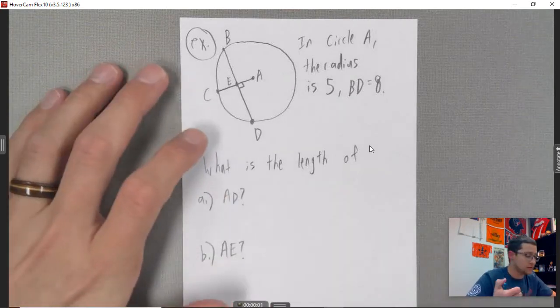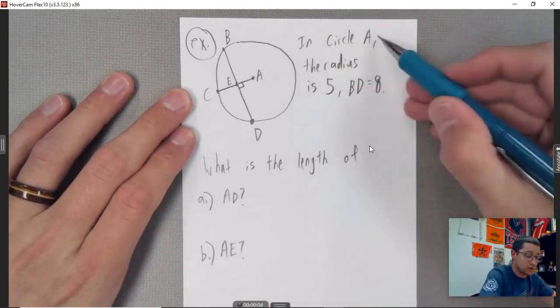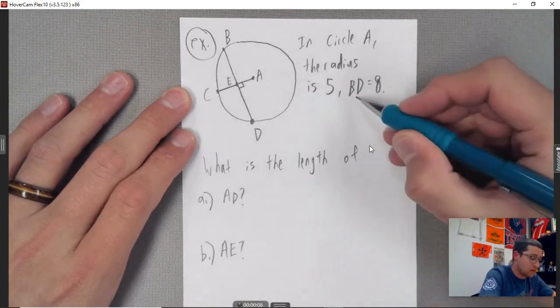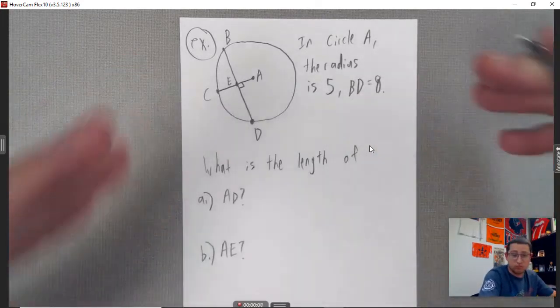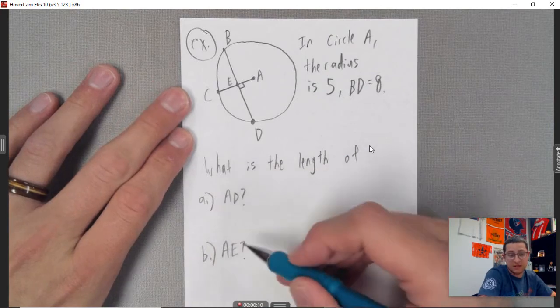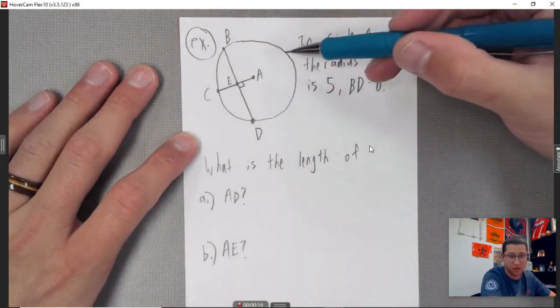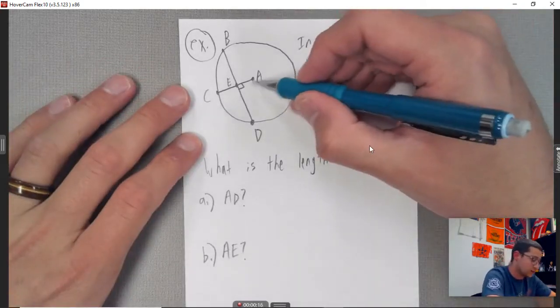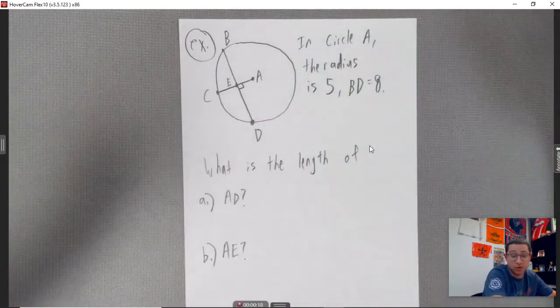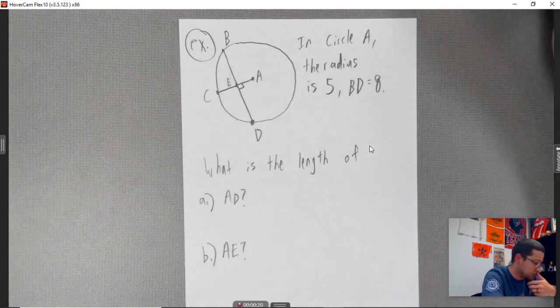All right, last example here. In circle A, the radius is 5. BD is 8. What is the length of AD, and what is the length of AE? Okay, so we have this circle, we have this setup here, and we should notice we've got this right angle. That's going to be a pretty important piece in this particular problem.